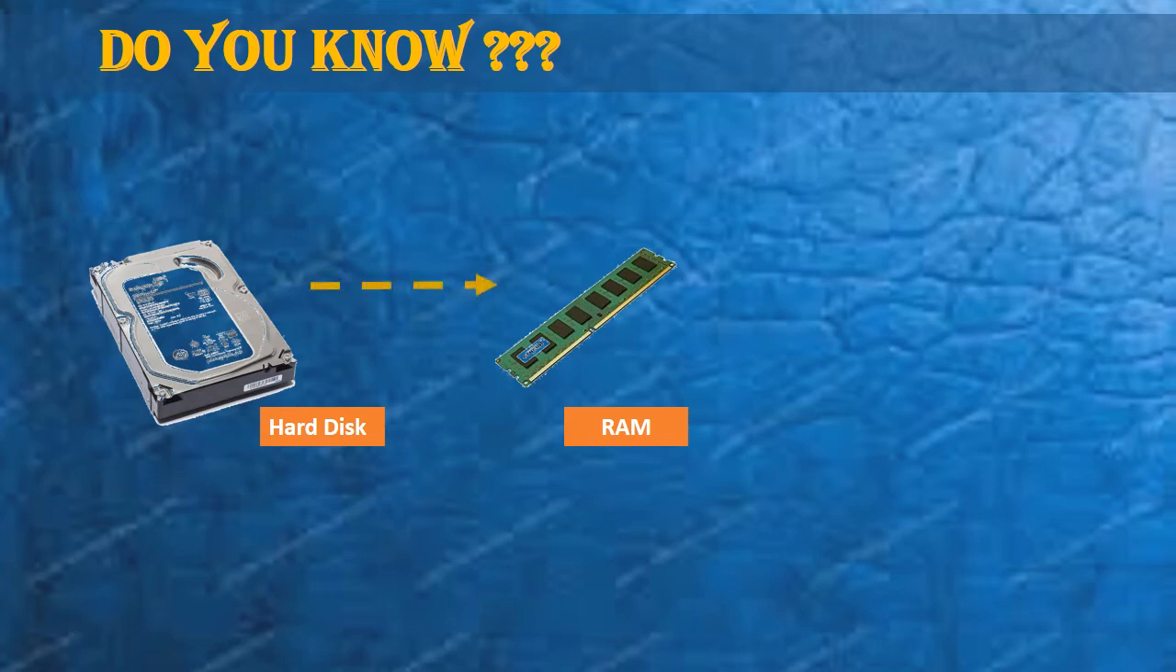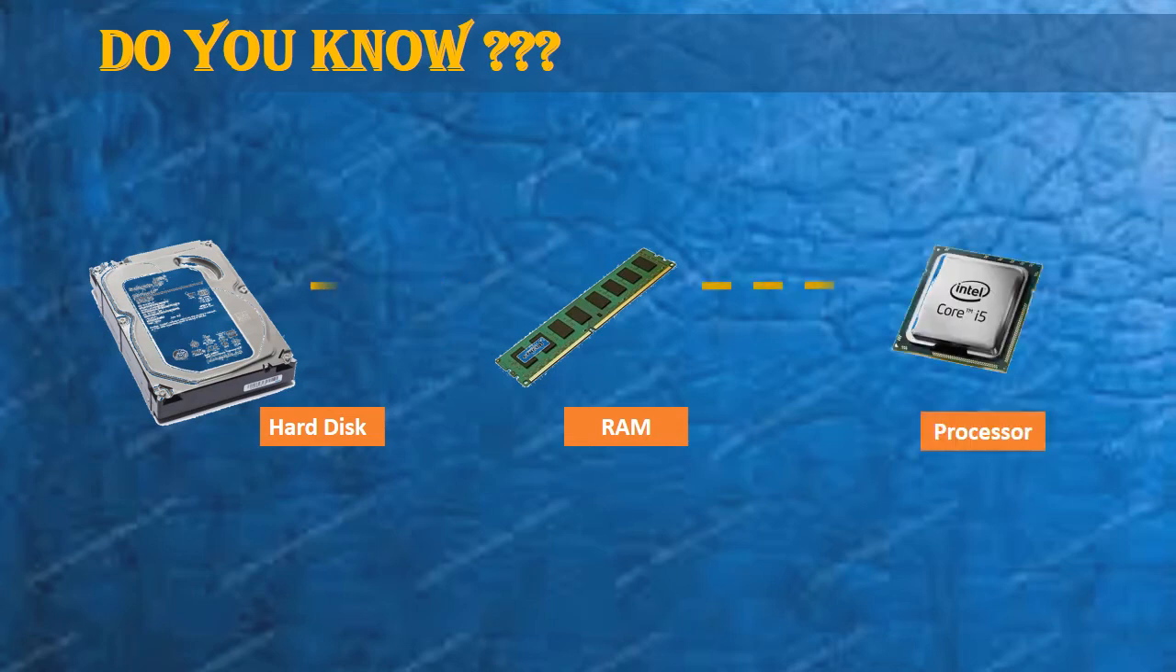An important question arises here. Then why does the CPU, the processor of the computer, not deal with the hard disk directly? One of the major factors is that it's a slow device, whereas RAM is faster. And to maintain the speed of the computer, the processor always processes the things which are loaded in RAM. And loading is our next topic.